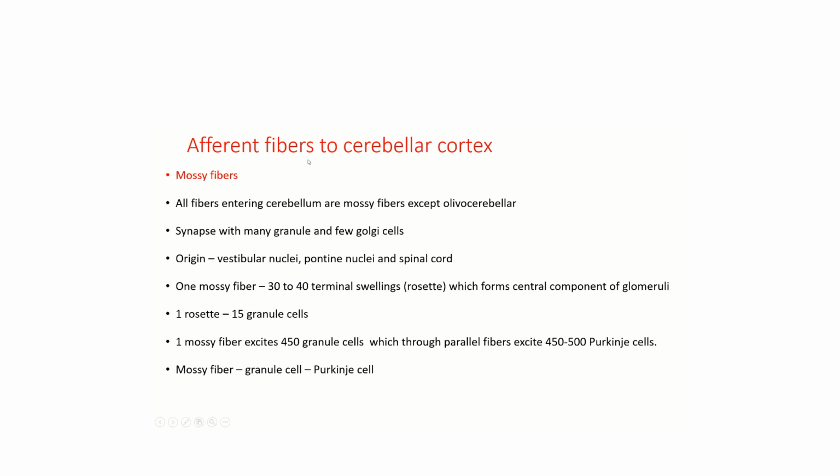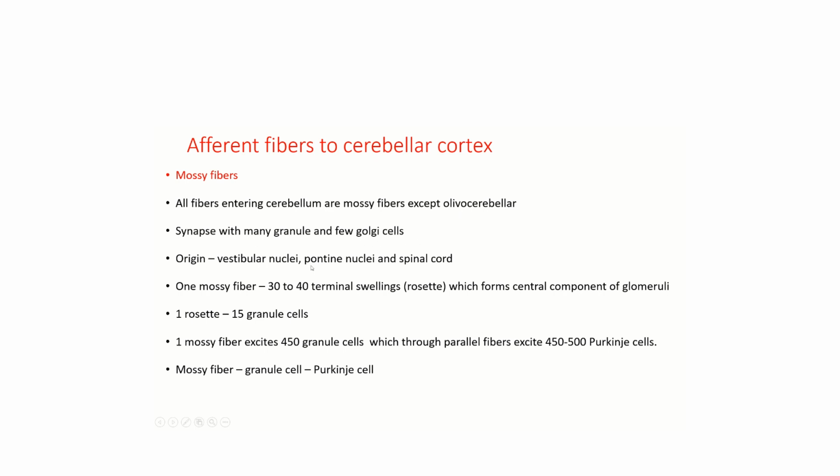So, what are the afferent fibers reaching the cerebellar cortex? There are mainly two types, mossy fibers and climbing fibers. The entire afferent input to the cerebellar cortex is mossy fibers, except the one which comes from the inferior olivary nucleus. So that's what I have written here. All fibers entering the cerebellum are mossy fibers except olivocerebellar. They synapse with many granule and few Golgi cells.